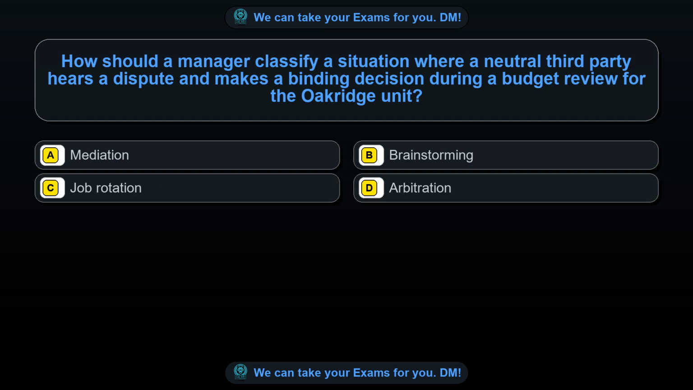Question 83. How should a manager classify a situation where a neutral third party hears a dispute and makes a binding decision during a budget review for the Oak Ridge unit? Option A, mediation. Option B, brainstorming. Option C, job rotation. Option D, arbitration. The correct answer is option D, arbitration.